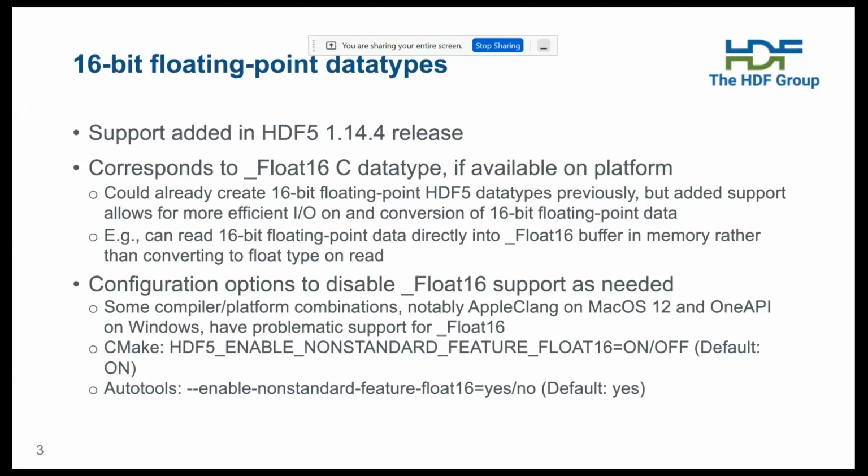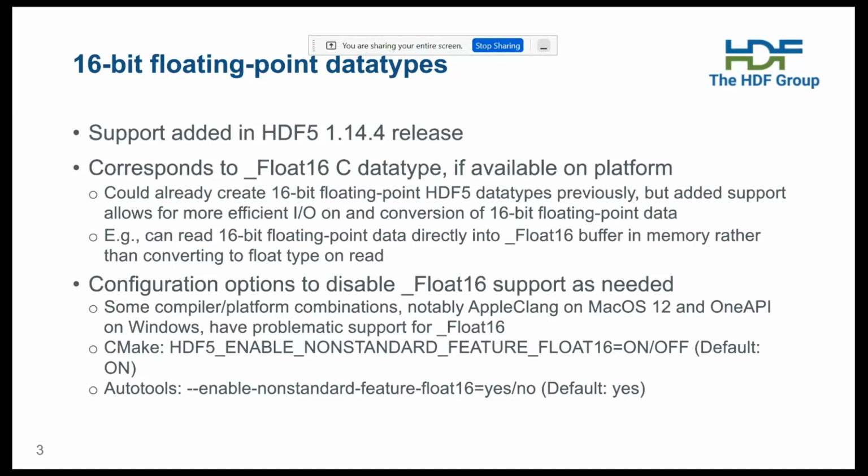And so when I say we added support, it really means we added support for this float16 C data type if the platform has it. And it's important to note that you could already create 16-bit floating point data types in HDF5 before, but by adding in this support, it allows for much more efficient I/O on these types of data types and much more efficient conversions of that data. So, for example, you would be able to read 16-bit floating point data directly into memory instead of doing what applications often do now, which is converting to float on read, which can be a lot less efficient.